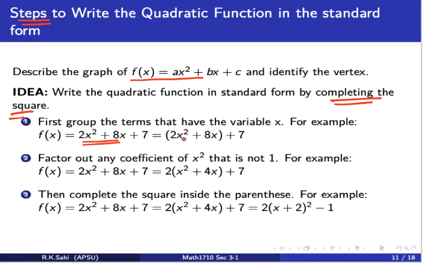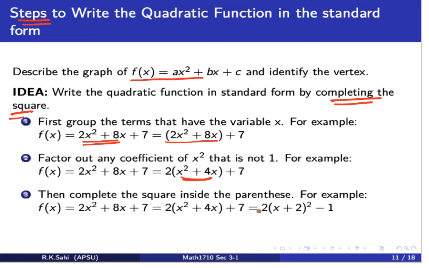So what do we do? We factor out the coefficient of x squared, which is 2, from this expression. When we do that, what do we get? 2 times (x squared plus 4x), plus 7. Now it is over here, this inside part, where we're going to complete the square.